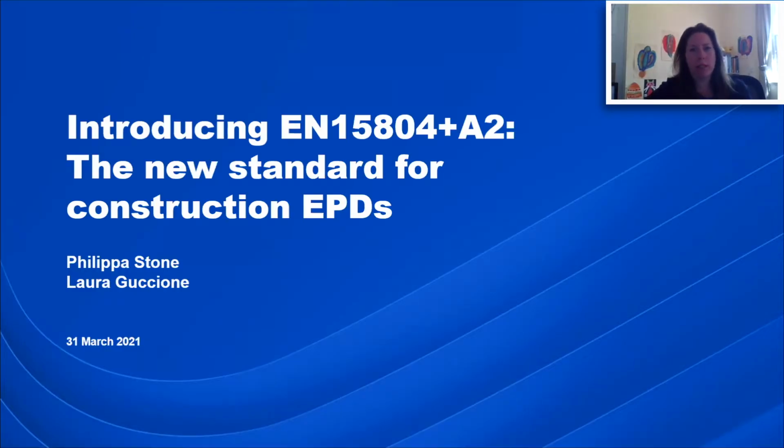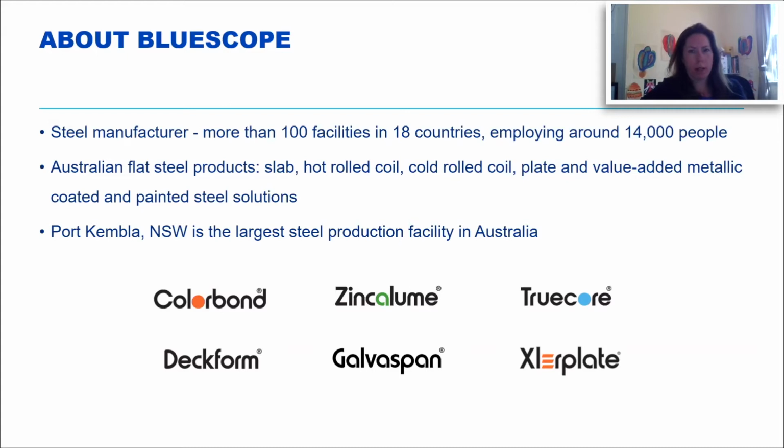And as Emily said, Laura and I are going to take you through a very quick run through of why we decided to move early on the adoption of this standard and what it meant for our EPDs. So just to begin with, anyone who hasn't heard of BlueScope, we are a steel manufacturer. We're international, but Laura and I work for our Australian business. We produce about 3 million tonnes of crude steel per year in various different products. And these are some of the brands that you might be more familiar with if you haven't heard of BlueScope.